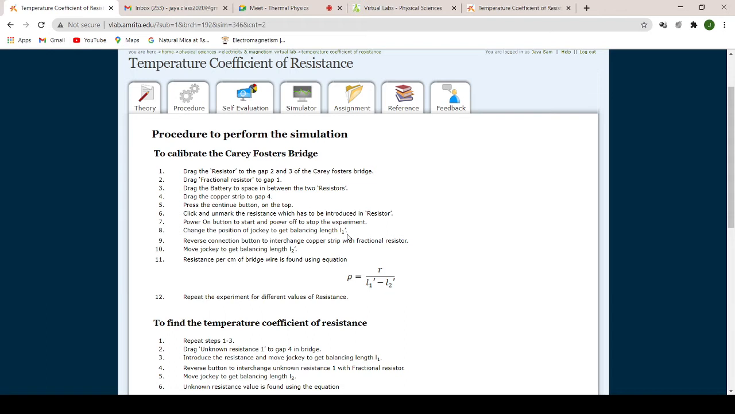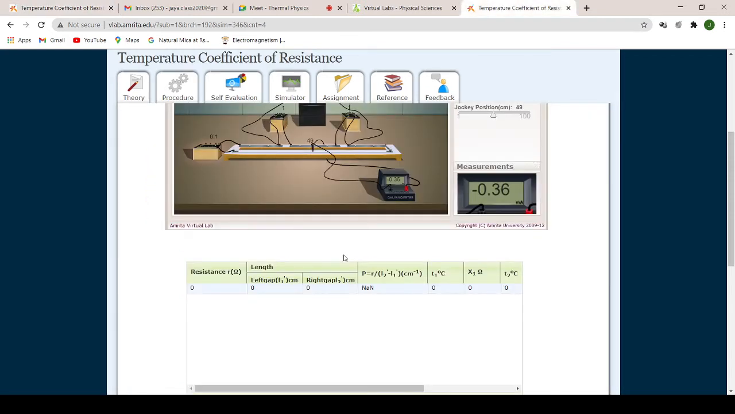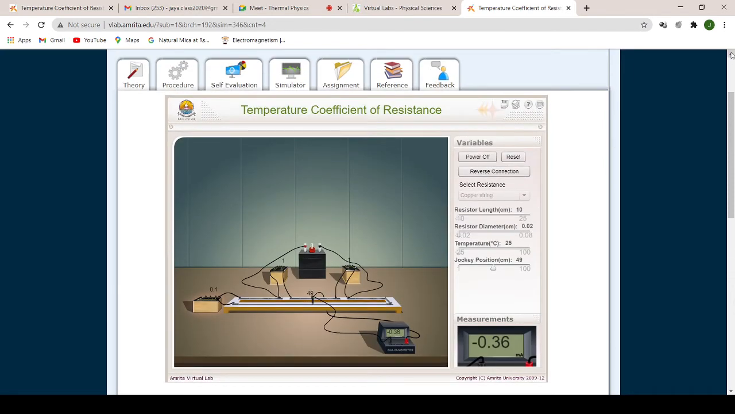Okay. So this is for one particular resistor value, the fractional resistance that you have kept. For that, the balancing length we have now got is 49. So L1 dash is going to be equal to 49. Is it clear, girls, till here?